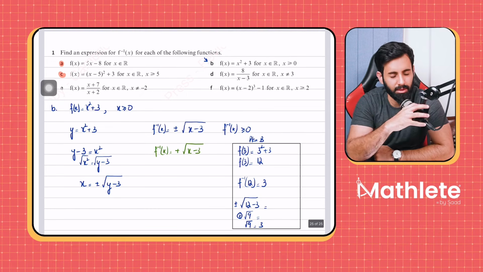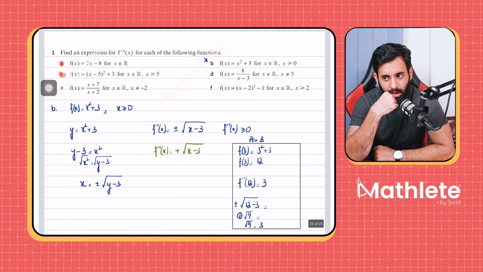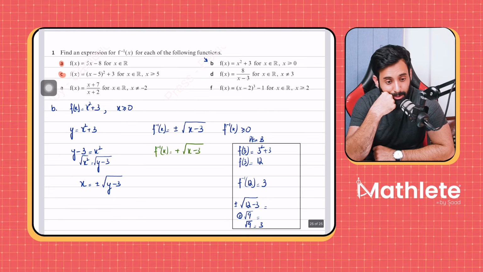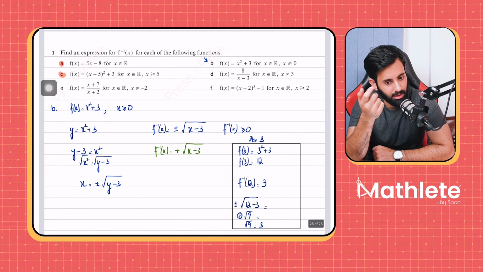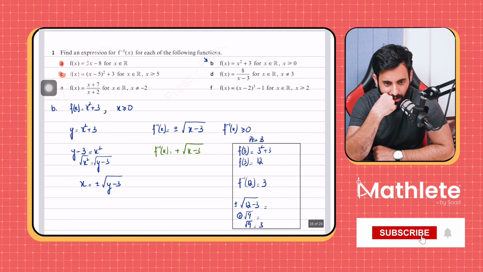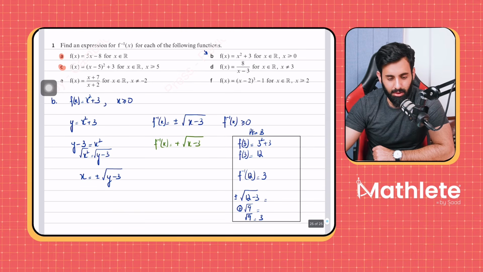In fact, you will have questions like these that ask you to explain why the inverse doesn't exist. Questions like these are very common. Explain why f inverse of x does not exist for the given domain. So you will say it's not a one-to-one, it's a many-to-one function. And then you will have some questions where the question will say, explain why the inverse exists. What's the answer? Because it's a one-to-one function. So I hope that answers your question. So part A and part C.